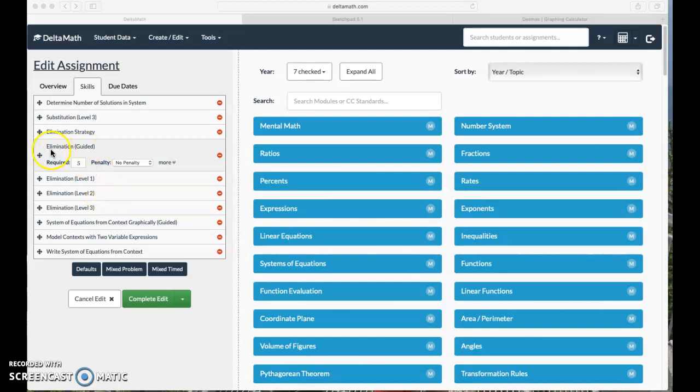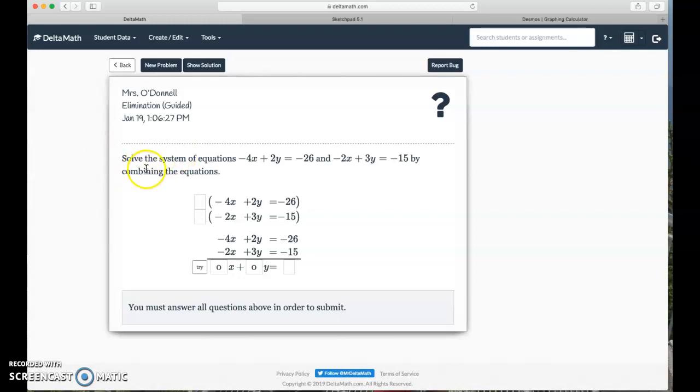All right, next is this elimination guided section. Let's check this out. It says solve the system of equations negative 4x plus 2y equals negative 26 and negative 2x plus 3y equals negative 15 by combining the equations. Okay, and then it's giving us our two equations, our negative 4x plus 2y equals negative 26, that's that first equation, and our negative 2x plus 3y equals negative 15, that's the second equation. And it's giving us these boxes over here.